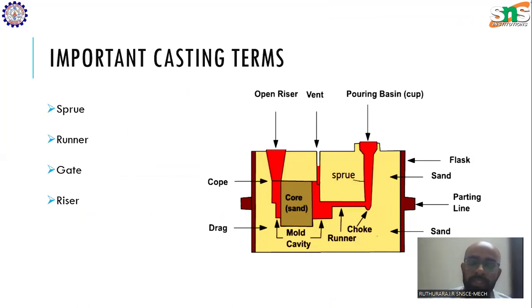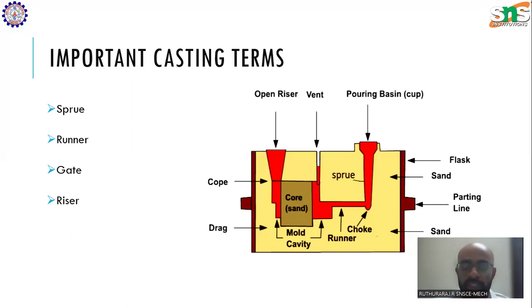So there will be a runner and riser attached to the finished casting. What you have to do is remove those excess projections from the casting to make it usable. That process is called fettling. Once the fettling is done, then the secondary machining process can be done.